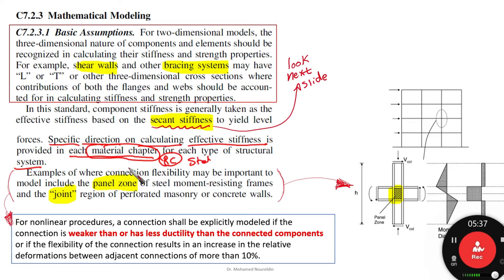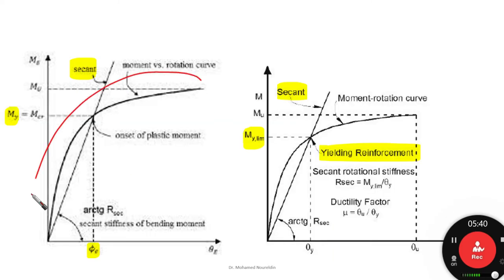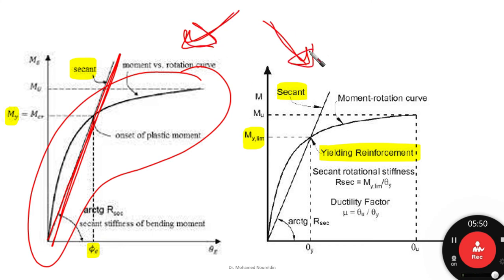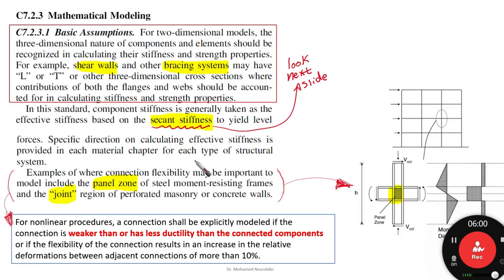So the indication or the direction of how to draw this relation and how to put this secant stiffness is not from here, of course. This is only giving you an example, okay? But it's not what you should really use whenever you have something related to T or L or something like this. It is going to be given and provided for you in the material chapter of each type of structure system. Examples.